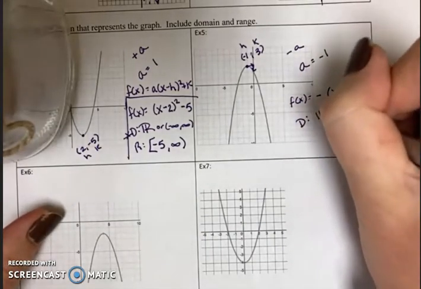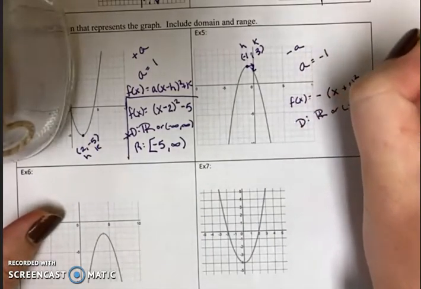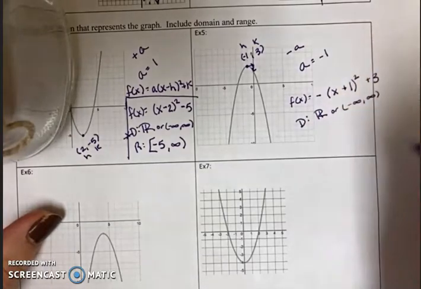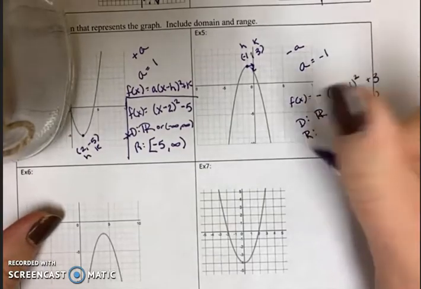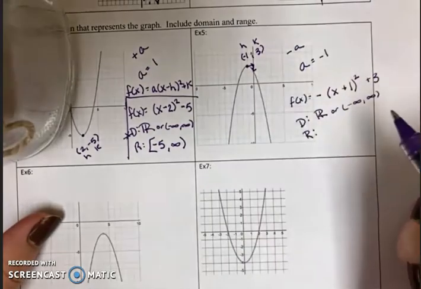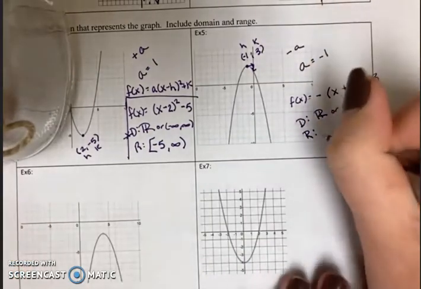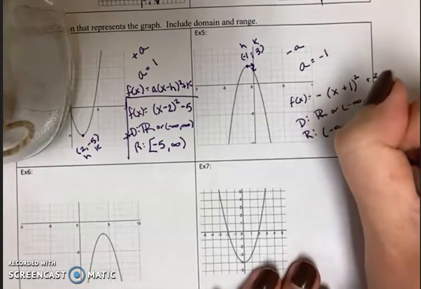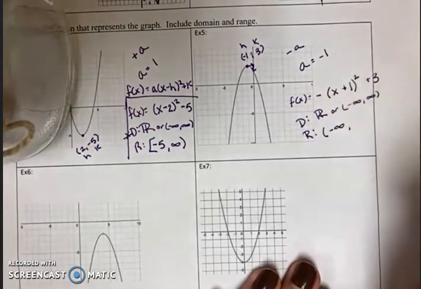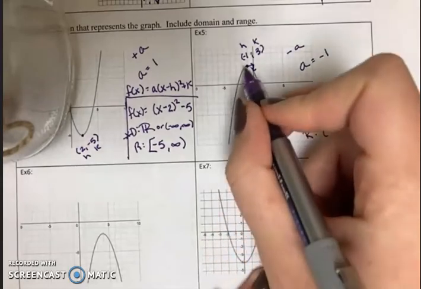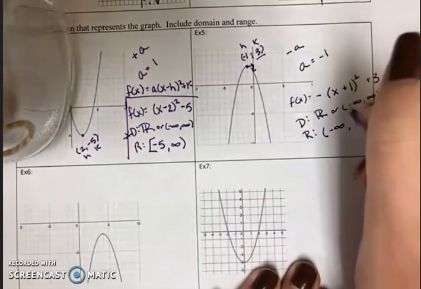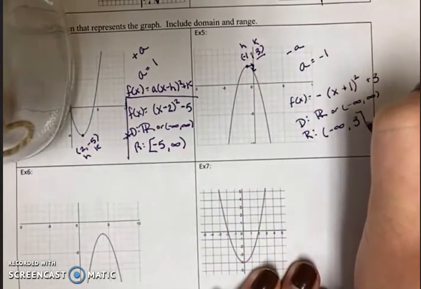Domain is all real numbers, or like I said, you could write it in interval notation. The range is restricted by this maximum here. Once again, down to up. It's going to go down forever, making this a negative infinity coming first. And then the highest point on the graph would have a y value of 3, so 3 with a bracket.